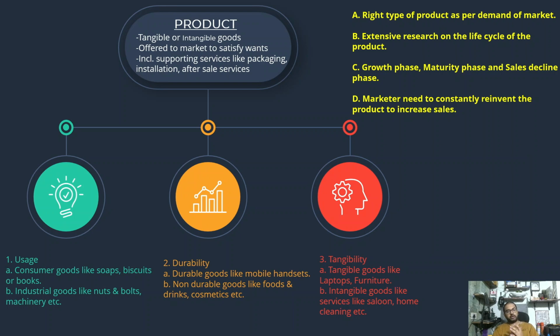The first P is our product. What is a product? A product can be a tangible product or it can be intangible goods. What do you mean by tangible goods? Which we can see, which we can feel. And what are intangible goods? Basically the services. So understand this first: when we talk about product, product means both, that is goods as well as services.